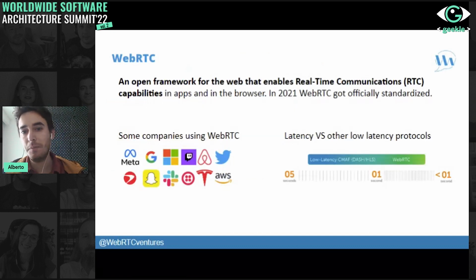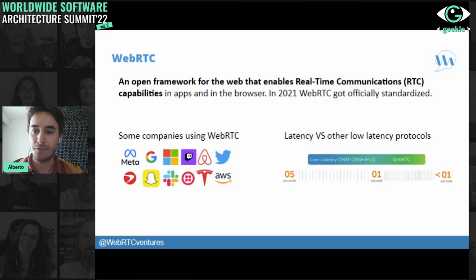So WebRTC is basically an open framework for the web that enables real-time communications. It was designed years ago, but was officially standardized in 2021. And I've seen it being used in many of the companies I'm showing right here. So it's pretty popular for low latency.